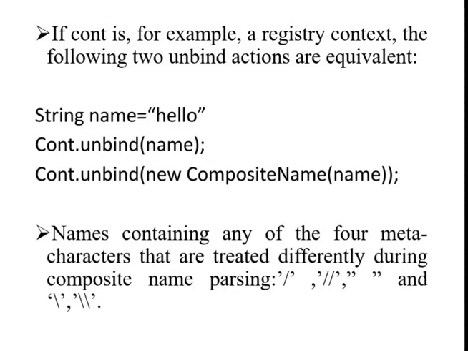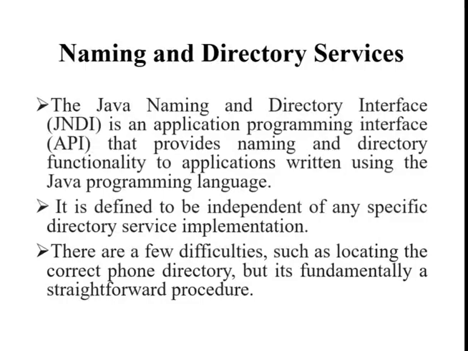The phone directory is a real world example. It keeps track of your phone number with the name and address. Finding people's phone numbers is as simple as identifying an entry in the phone book using their name and potentially address and retrieving the associated phone number. There are a few difficulties, such as locating the correct phone directory, but it's fundamentally a straightforward procedure. Naming services, by the way, have a similar challenge of finding the proper phone directory. Obtaining a context is the term for this. Only by looking at the correct context can you find a name in the phone book.